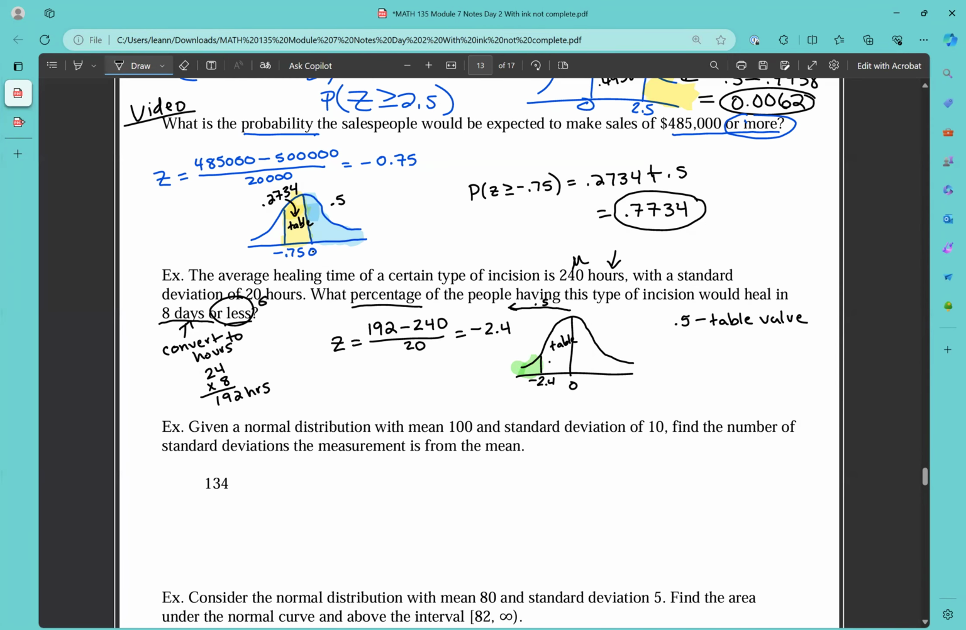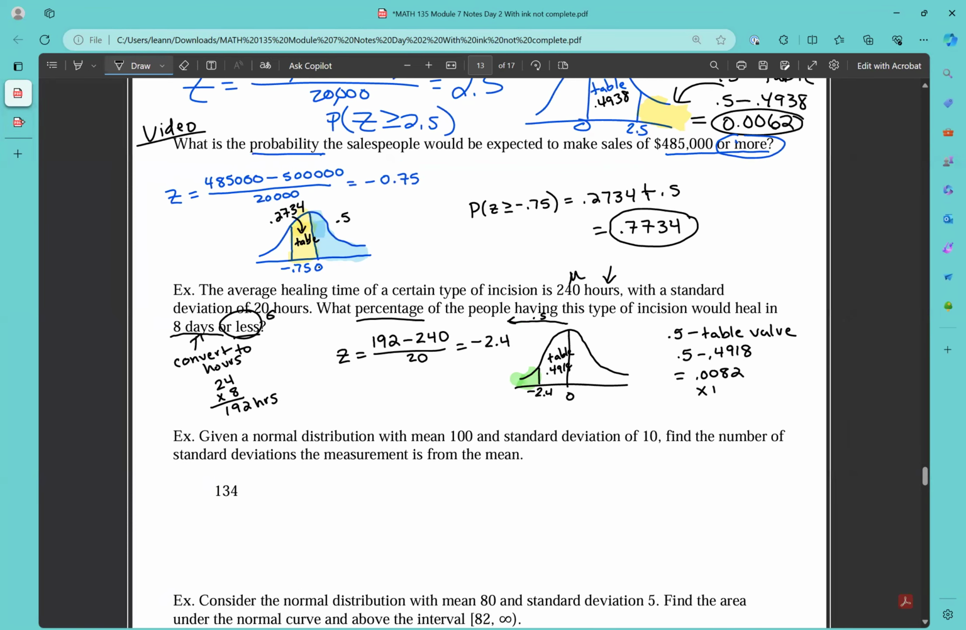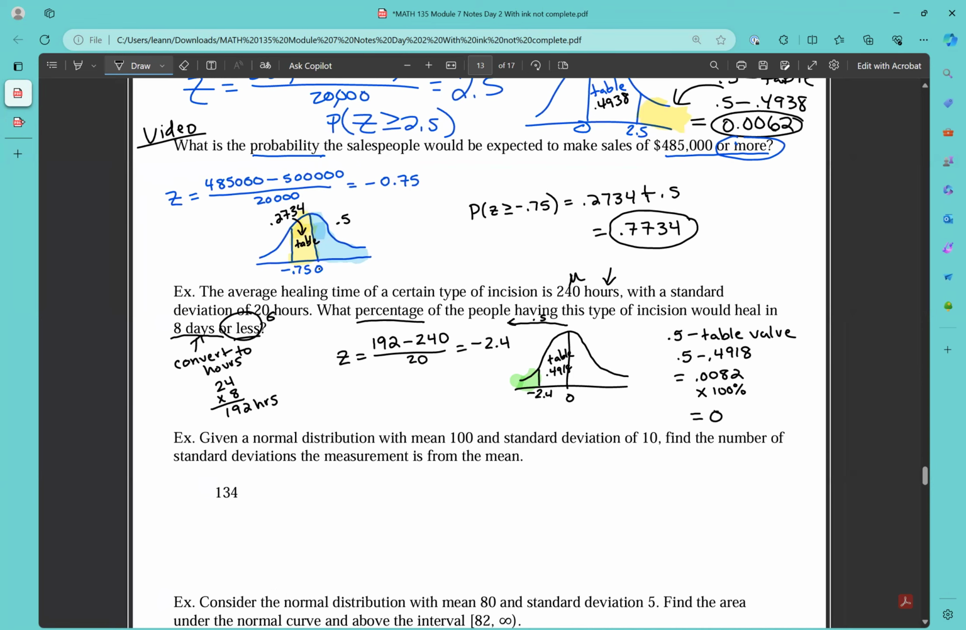So this is 0.4918 for that in between negative 2.4 to 0. That's that area. So 0.5 minus 0.4918 equals 0.0082. Now, if I was saying what's the probability or what's the area, I would leave it like this. But because they want it as a percentage, times that by 100%, and it would be 0.82%, because timesing by 100% just moves your decimal 2 places to the right.